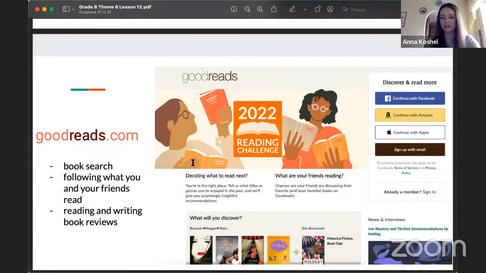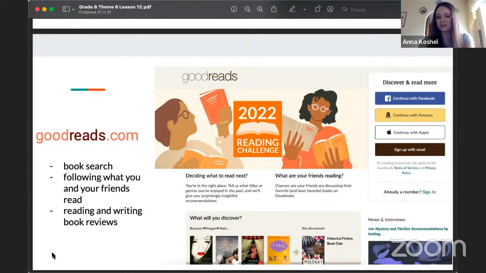You can register here and you can search for the books, the book names. You can see the updates about the new books of different genres that appear in the libraries all over the world and the bookstores. You can follow what you read. You can follow your friends and see what they read. And again, you can read and write book reviews. So you can evaluate the books that you have read.